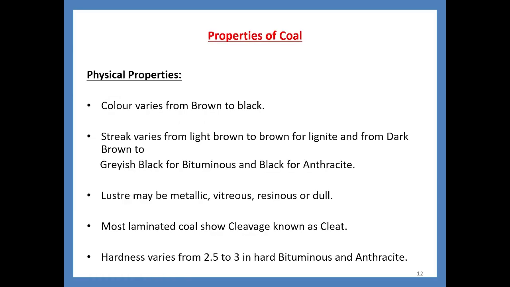What are the physical properties of coal? Generally, the color varies from brown to black. Streak varies from light brown to brown for lignite, from dark brown to grayish blue black for bituminous, and black for anthracite. Luster is metallic, vitreous and dull. Most laminated coal, so clay is known as clay.